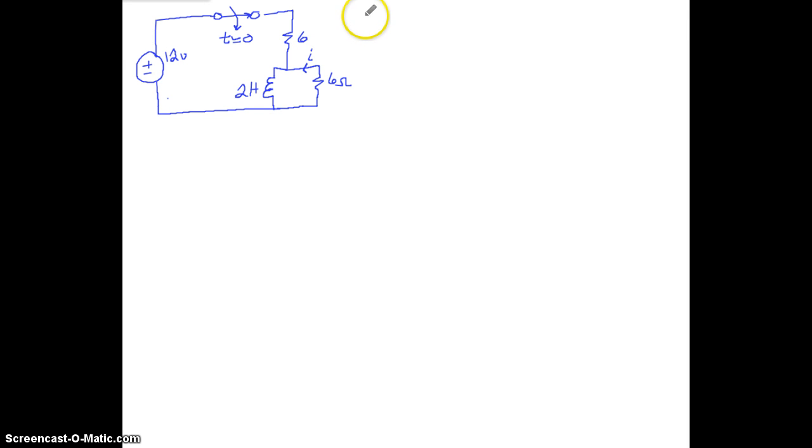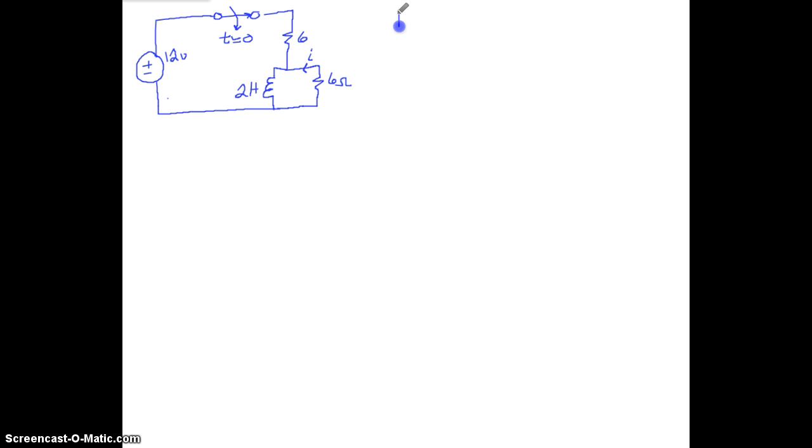So in this video, we're going to be going over how to solve an equation with an inductor using differential methods. So this is what the circuit originally looks like. At time equal to 0, the switch is going to open.